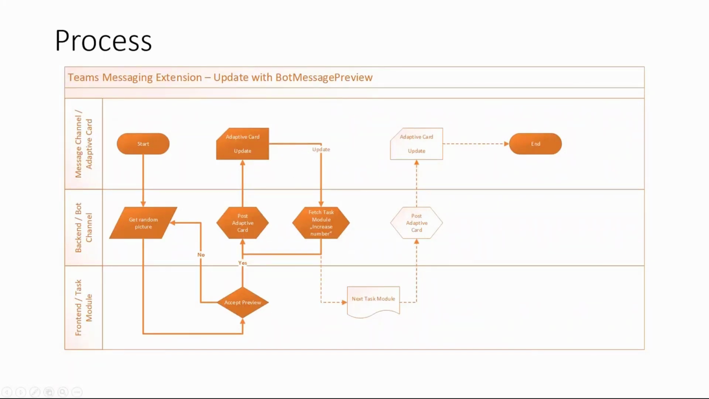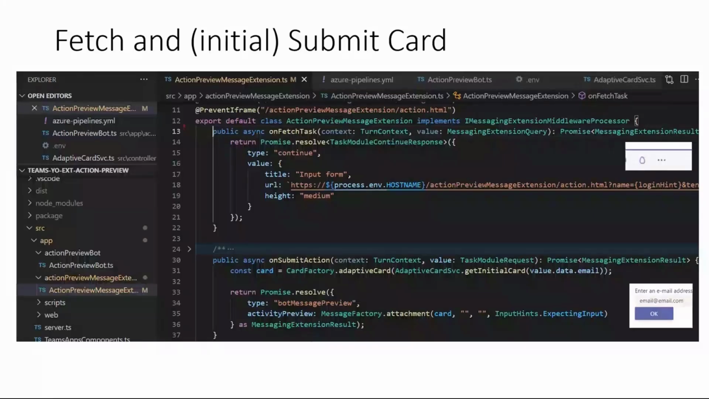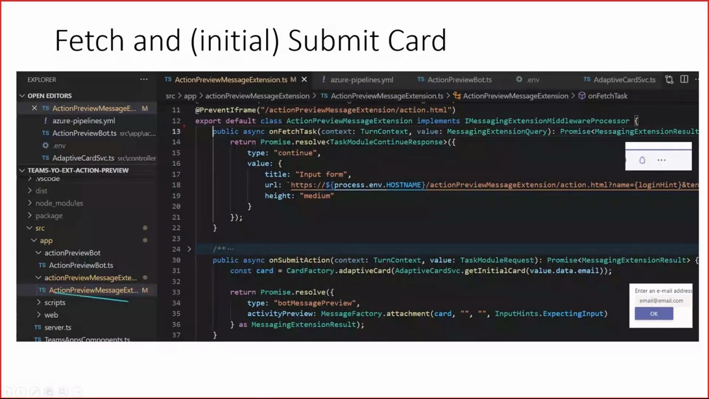Okay, how does this look in code? The first two functions are here in our messaging extension middleware class. The first thing, the function onFetchTask, I did not really change. This is simply responsible for the initial task module where I had to enter my email address, and there it is returned. And this is the page that is rendered when we click on this little icon here.